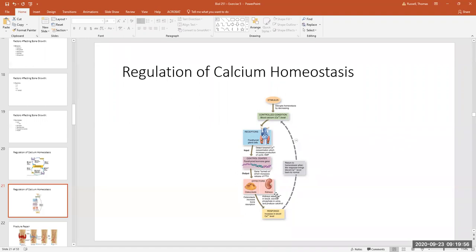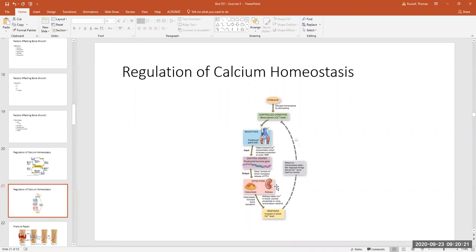Now, the last thing you want to happen when you have low blood calcium levels is for your kidneys to dump calcium out in urine. So parathyroid hormone tells the kidneys to save calcium and put it back into the blood. Basically, it reduces calcium loss in urine.